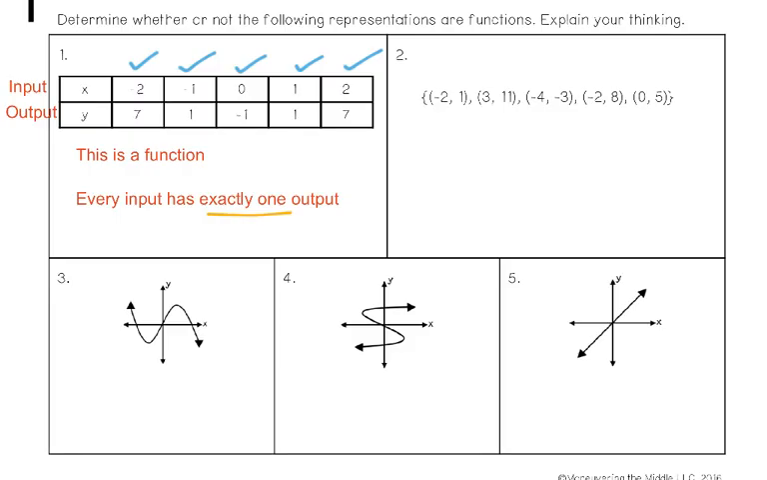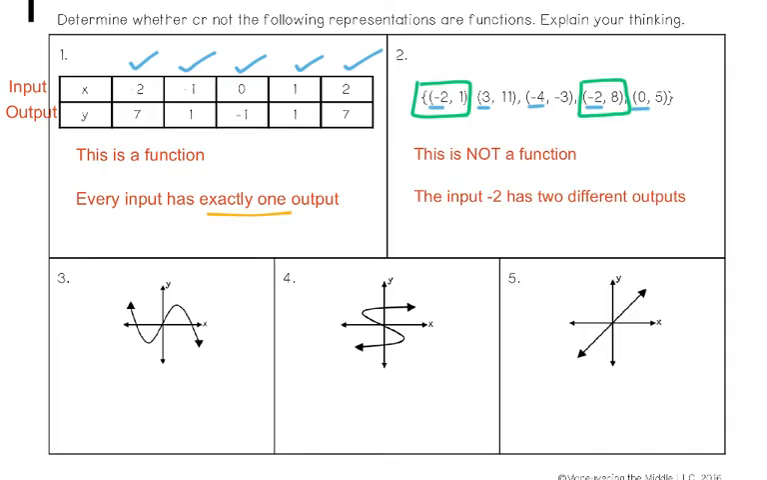Let's keep that in mind and look at number 2. We have a set of ordered pairs. Which ones are the inputs? All right, so these are the inputs, and every input has to have exactly one output. There's a problem here. Can you spot it? If -2 is the input, it has 2 different outputs, and that's a problem. That doesn't make a function.